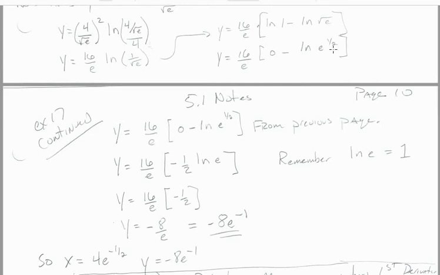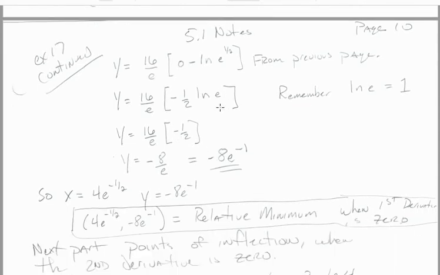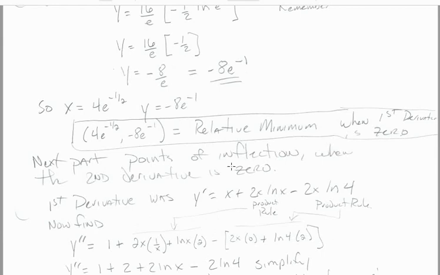We can bring that power down too, so that'll give you negative 1/2 natural log of e. Natural log of e is 1, so it's really just 16 over e times negative 1/2. We end up getting negative 8 over e, which we can rewrite as negative 8e to the minus 1. So our solution for where the relative minimum is 4e to the negative 1/2, comma, negative 8e to the negative 1. So that's where our relative min is.